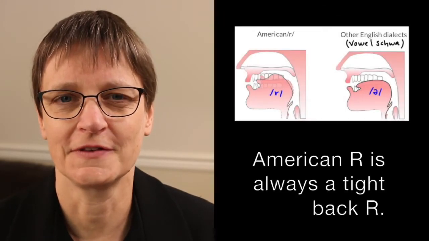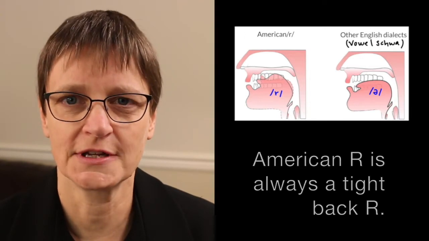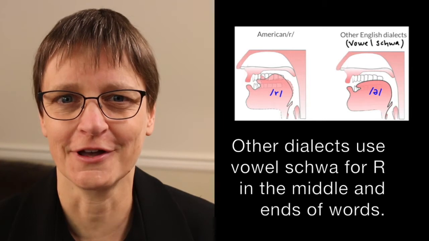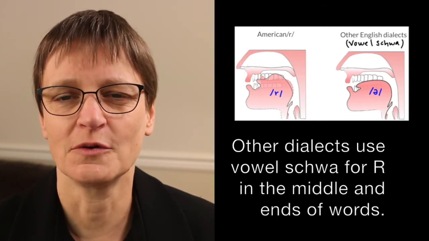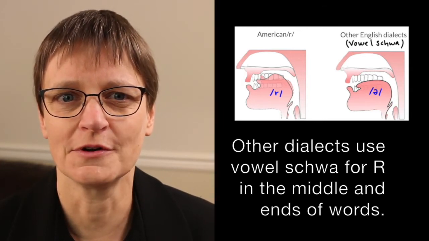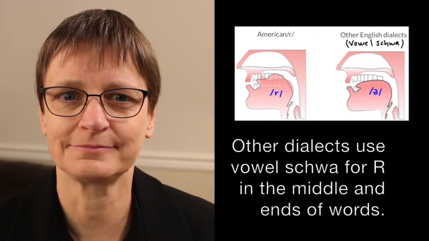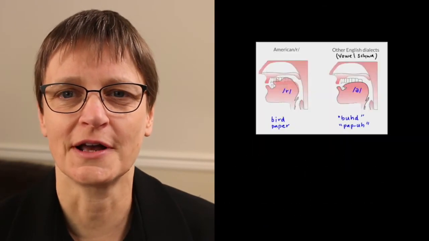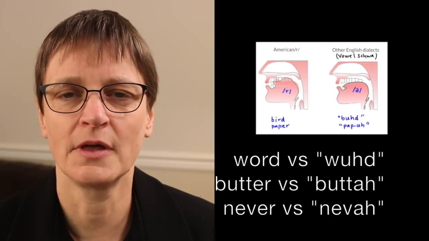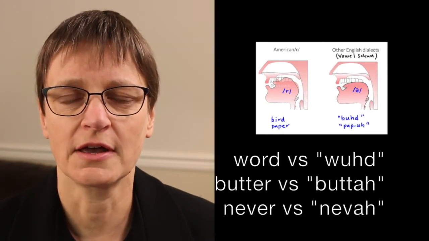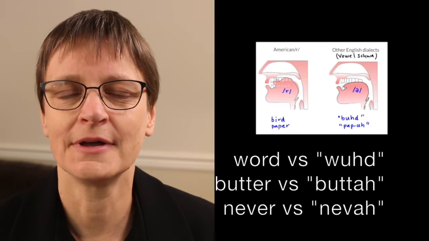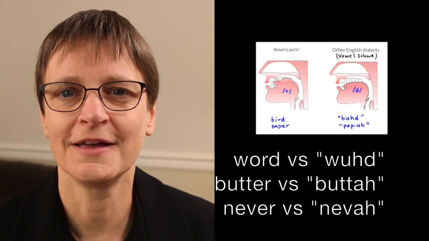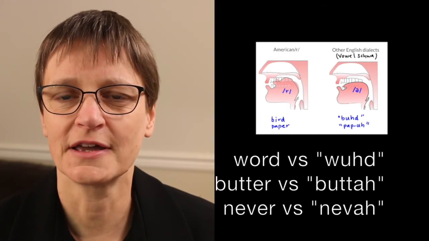In other dialects of English, like British English, Indian English, and the English dialects spoken in Africa, the R sound is different when it's in the middle or at the end of the word than at the start of words. In those dialects, R in the middle and ends of words is pronounced as vowel schwa. Word sounds like wuhd. Butter sounds like bettuh. Never sounds like nevuh.